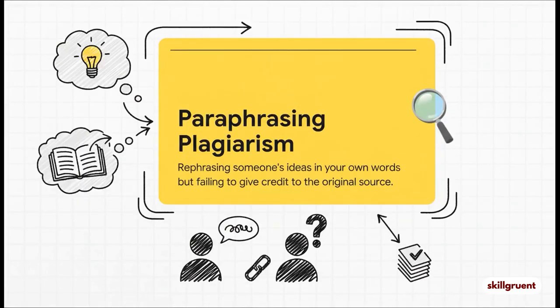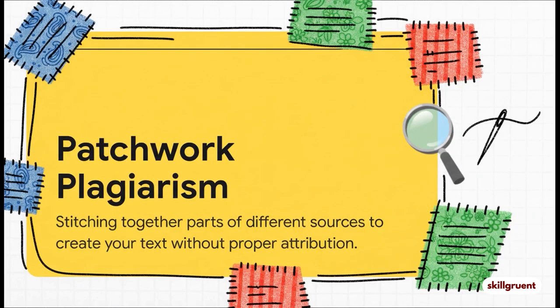Now, this is probably the number one most common type of accidental plagiarism. You read a great idea, you put it into your own awesome words, and then you just forget to credit the original source. You have to remember, even if the words are yours, if the idea isn't, you have to give credit. Patchwork plagiarism is a little more subtle. It's like you're creating a mosaic. You take a phrase from this source, a sentence from that source, and you weave them together. But if you don't give a citation for each individual piece of that mosaic, it's still plagiarism.